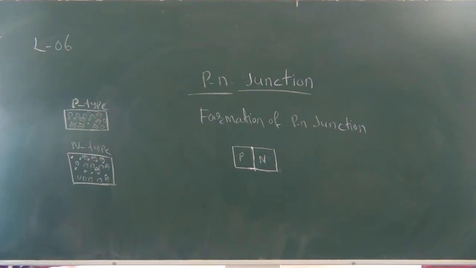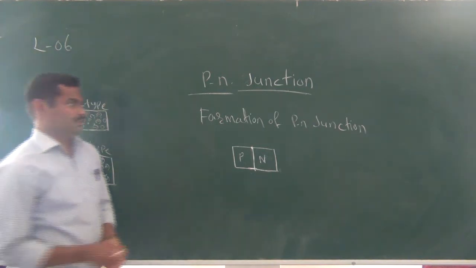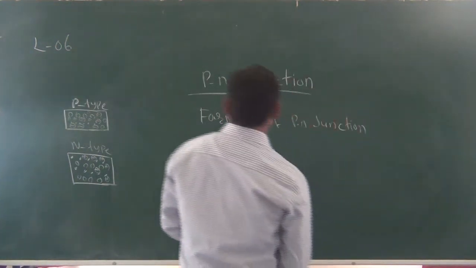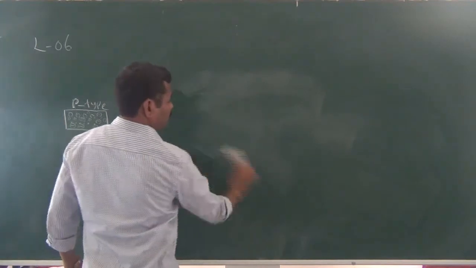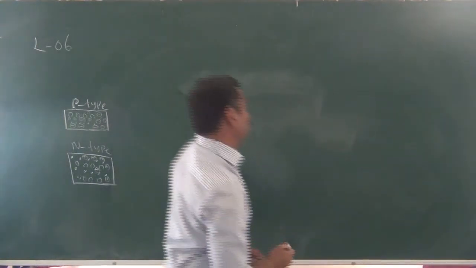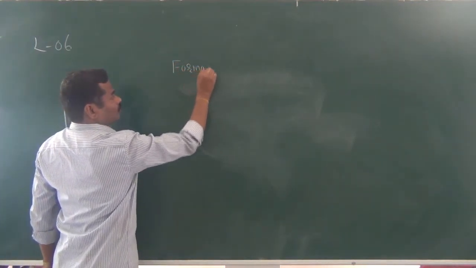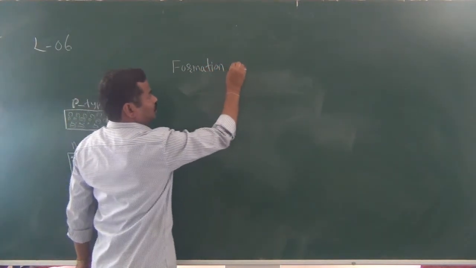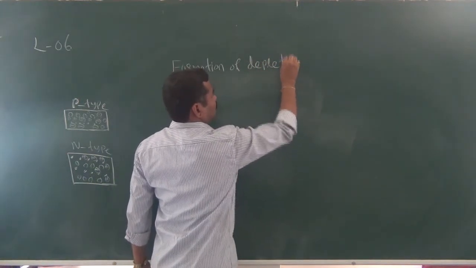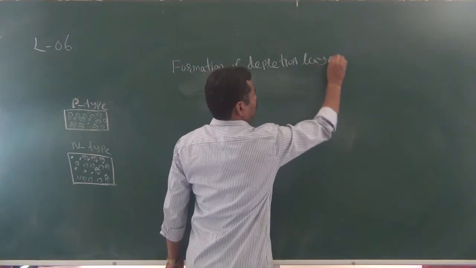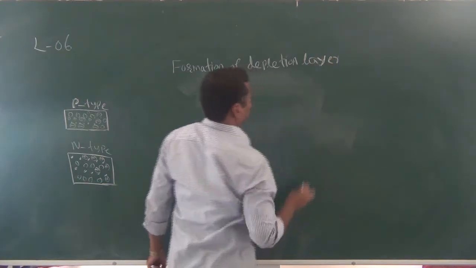It means whenever you are joining a p-type and n-type semiconductor, what happens? You see that, it's so important, studying in detail about that. That is a very important concept in the p-n junction: the formation of the depletion layer. Once you understand this, you understand diodes very easily.